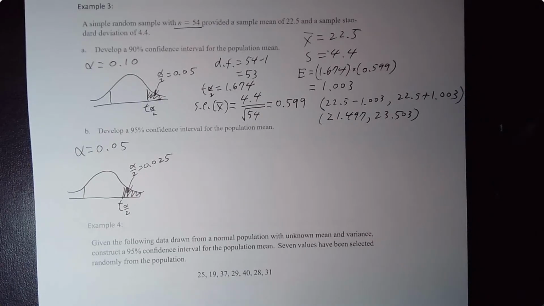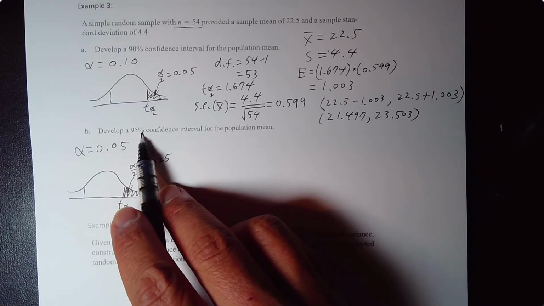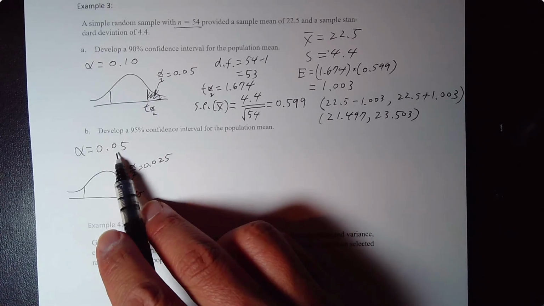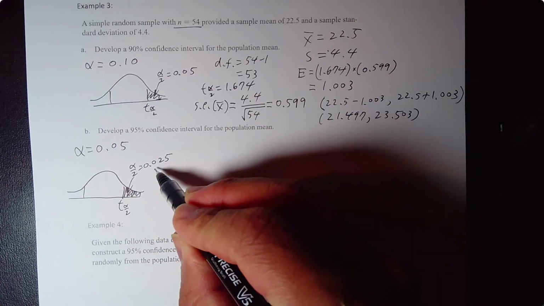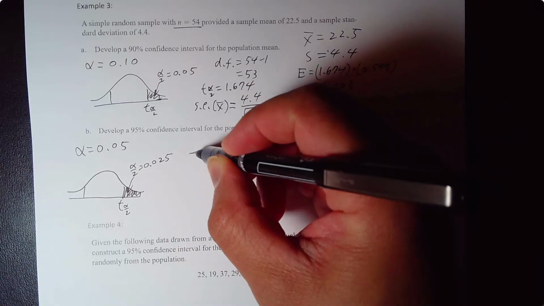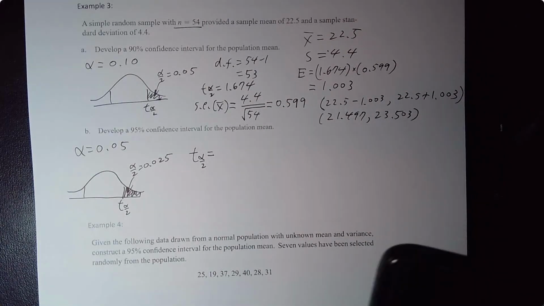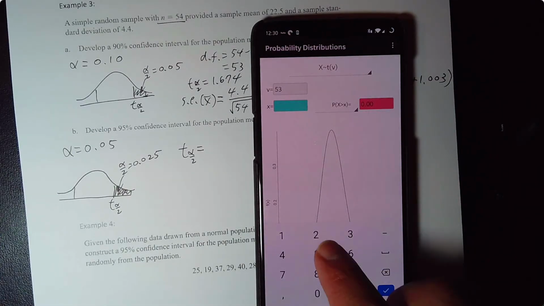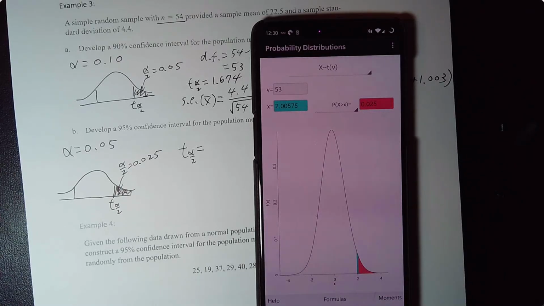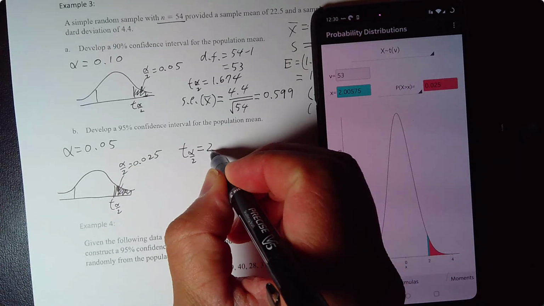Okay, so the only thing changing is that I'm now doing a 95% confidence interval, and my alpha is 0.05. So for my t critical value, I need to look up where the area of 0.025 is. I'll do that on the app here really quick. It's still 53, 0.025, enter that, and that gives us 2.006. This is my critical value.